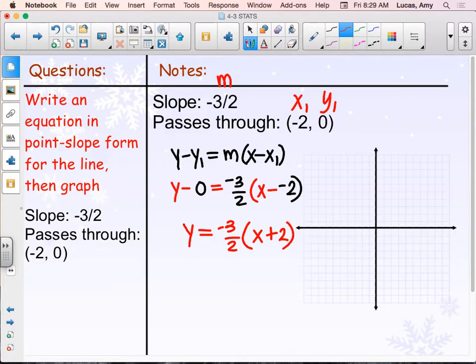If I graph the point first, negative 2, 0 is right here, just to the left 2 of the origin. And then use the slope, so down 3 over 2, down 3 over 2. Draw my line.